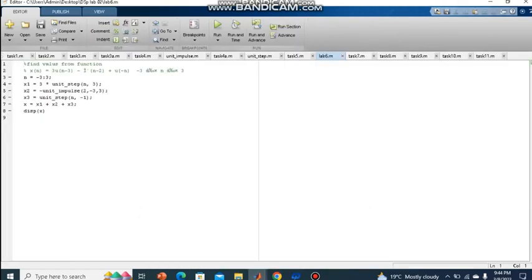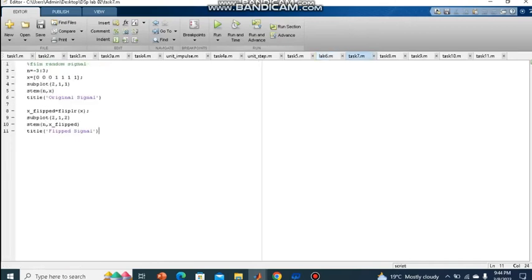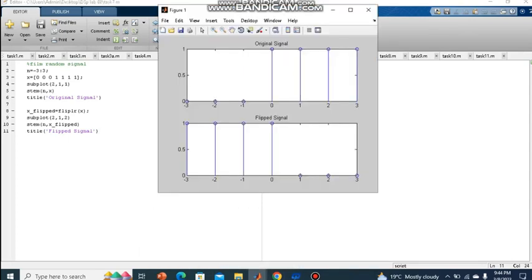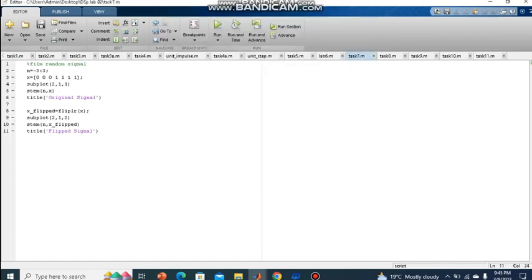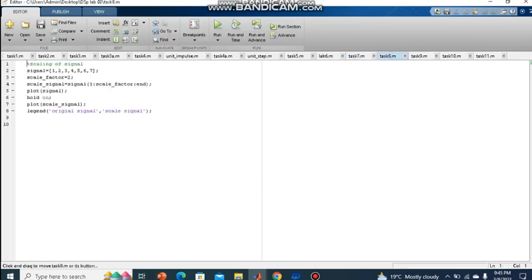So moving on to task 7, which will define a random signal. It will define the random signal by applying the title of the original signal and the title of the flipped signal. It defines both signals, the original one and the flipped one. The flipped one will be the opposite of the original one. After running, you can see the original signal is shown on the x-axis, and the flipped signal, the opposite of the signal, is shown as the y signal.